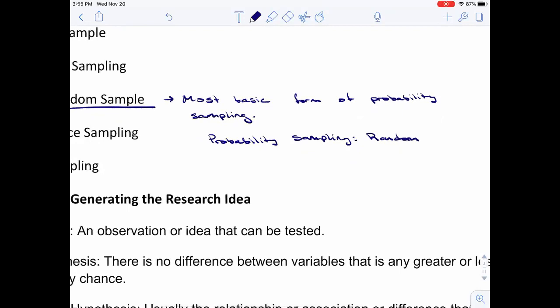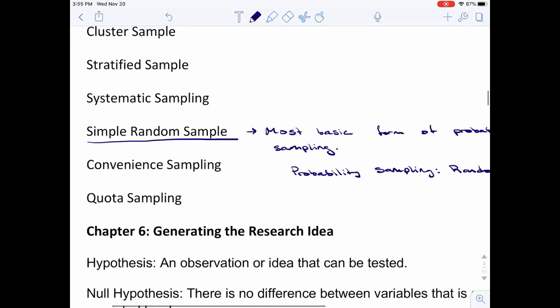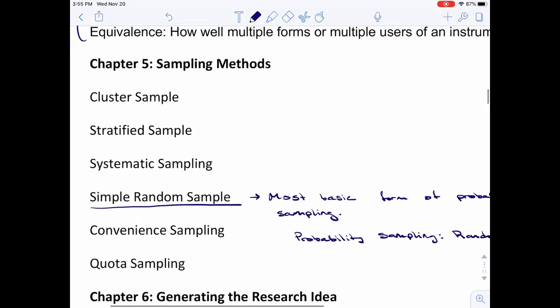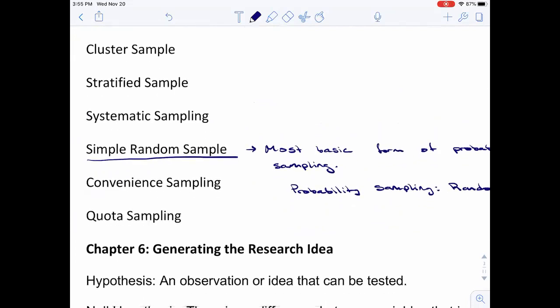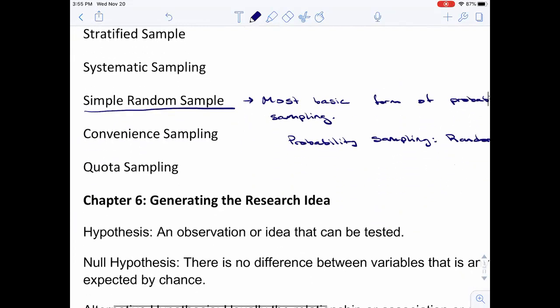Whereas any sampling that wasn't random, things like convenience sampling, I'd say even systematic, but I'll have to check. Not really random, but sort of. Convenience sampling is non-probability sampling.